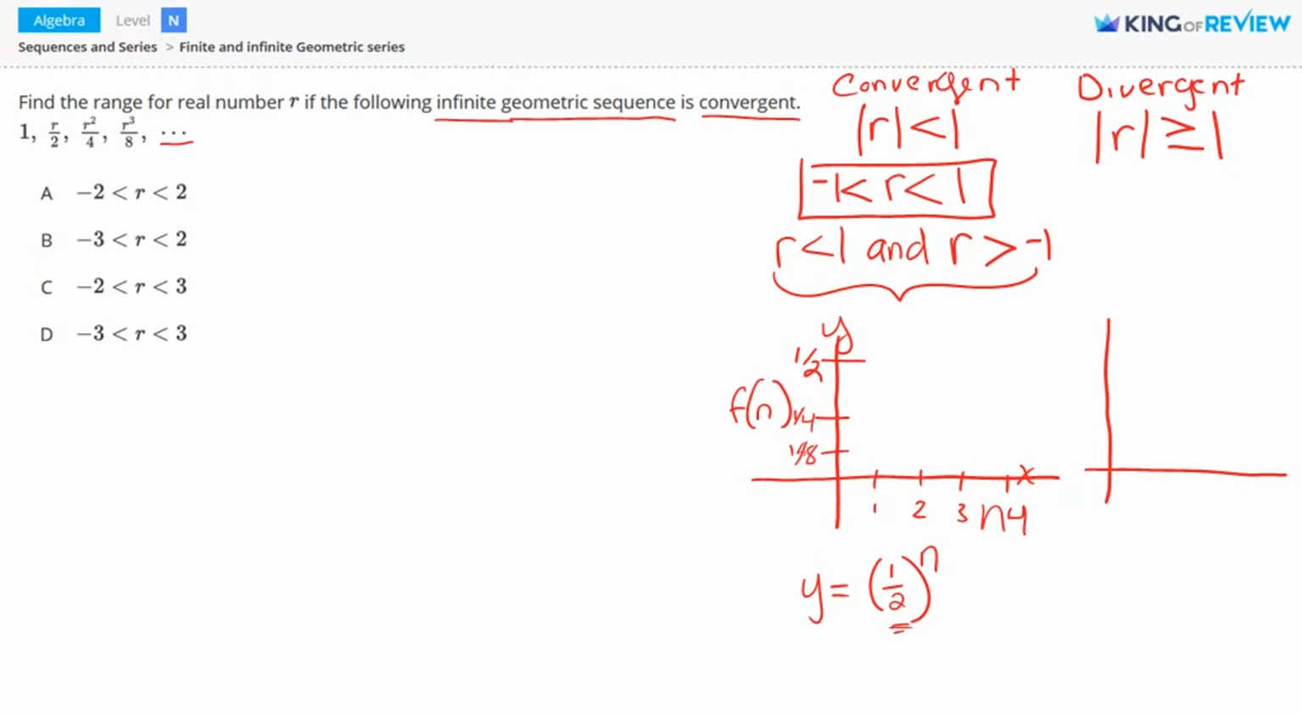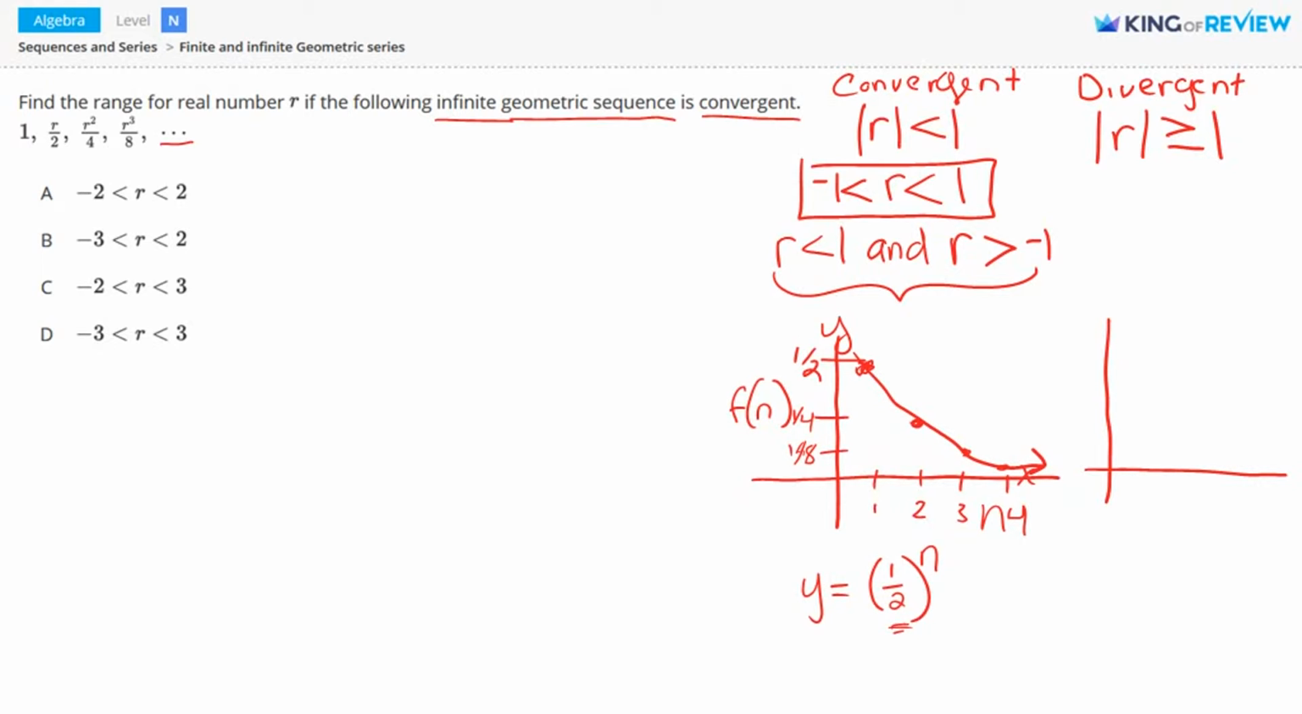So when we plot this, if n equals 1, f of n, or the y coordinate, is going to be 1/2. When n equals 2, so 1/2 to the second power, this is going to be 1/4. And when n equals 3, or 1/2 to the third power, this equals 1/8. And this continues when n equals 4, f of n will be 1/16. So if you connect these, you can see that we're approaching 0.